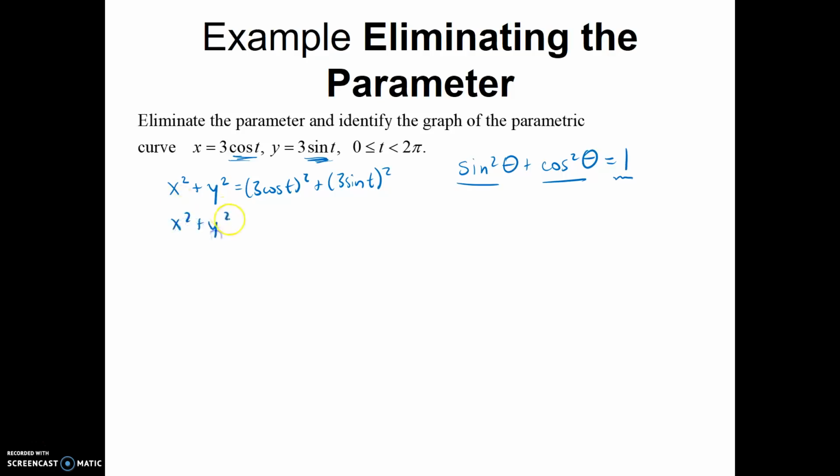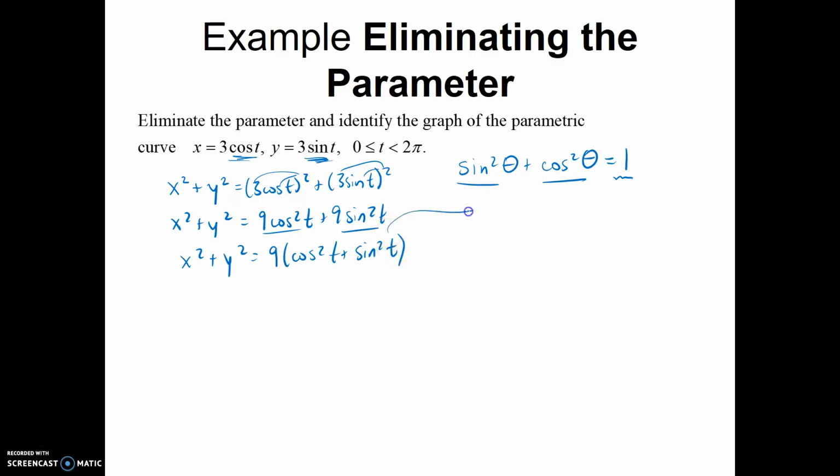We keep the x squared plus y squared, so I put the equation. I distribute this. I get 9 cosine squared t plus 9 sine squared t. Now we can see on the right hand side, I can factor out the 9, so I get 9 times cosine squared t plus sine squared t. And this is how I eliminate the parameter. I can use this identity now and say that x squared plus y squared equals 9 times 1. So x squared plus y squared equals 9. That is my formula. And again, I've eliminated the parameter because there's no t's in it.